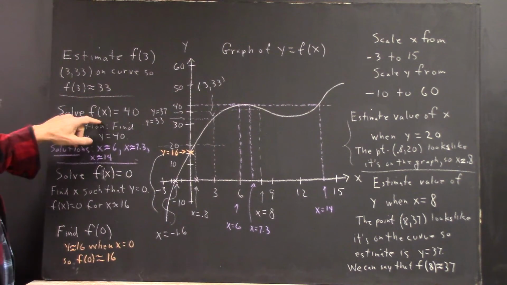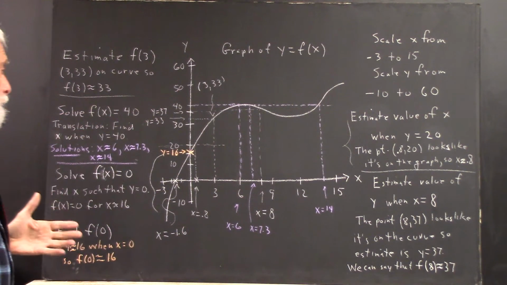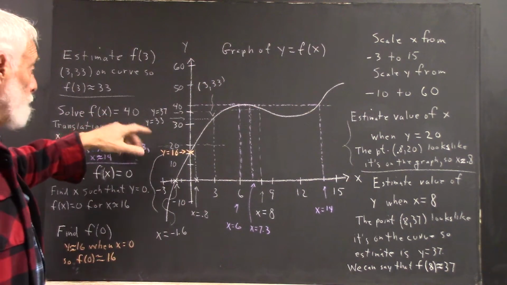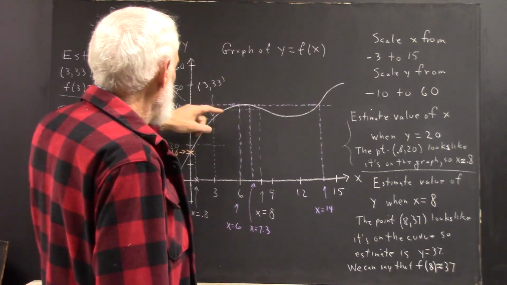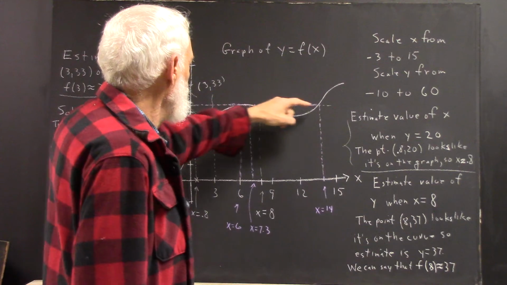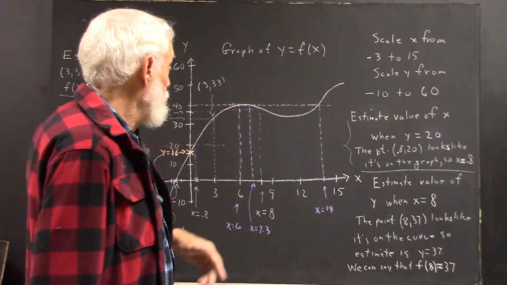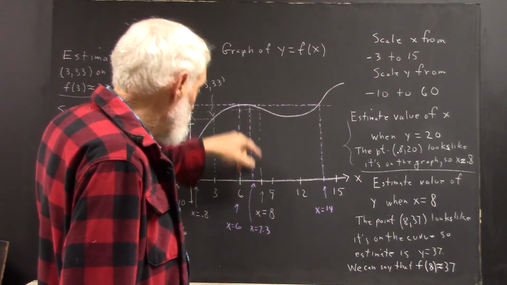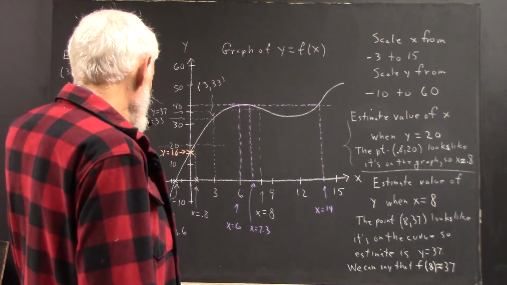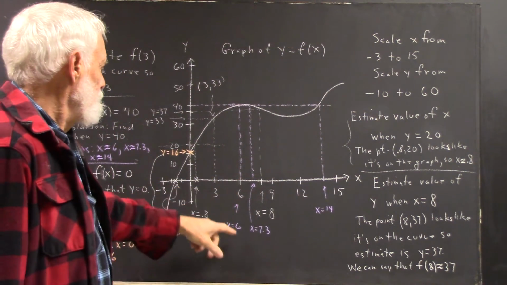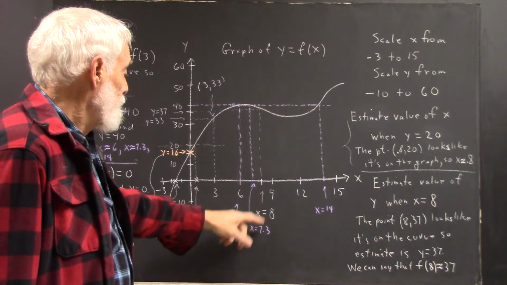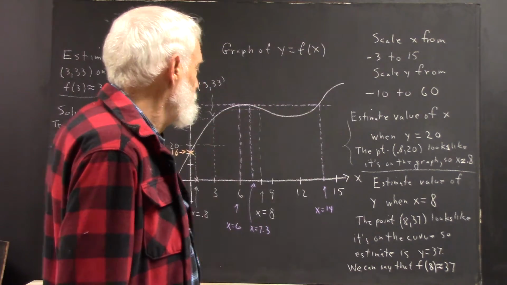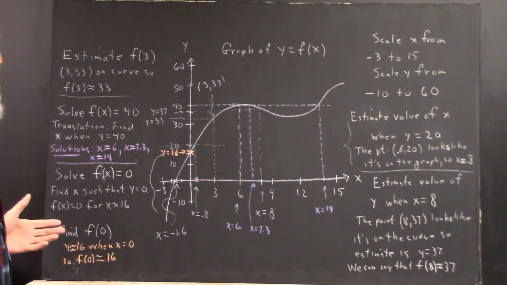We want to solve the equation f of x equals 40. Well, f of x equals 40, y equals f of x, so that means y equals 40. So we find the points where y equals 40. We have an intersection point here, here, and here with the horizontal line y equals 40, and we look at the x-coordinate of each of those points. We draw a projection line down to the x-axis in each case, and we estimate that x is 6 at this point, x is 7.3 at this point, and x is 14 at this point. Again, these are approximations.